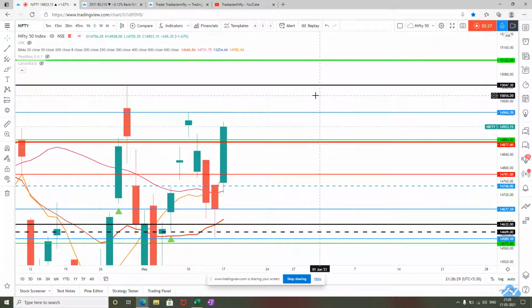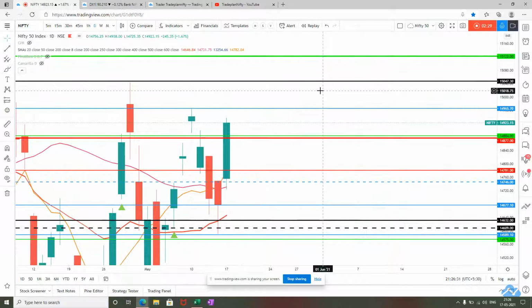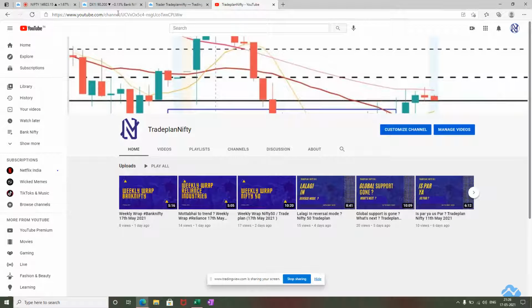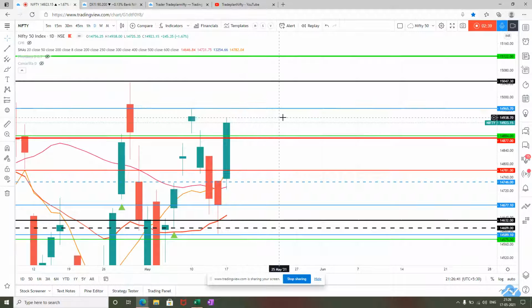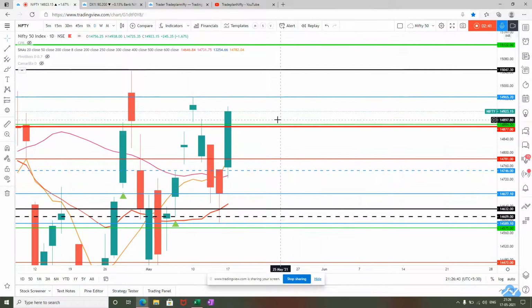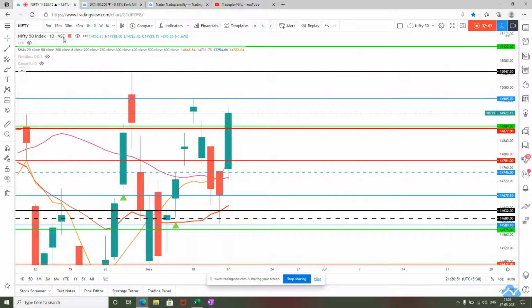I use a very fairly simple trade setup. If you want to know more about my trade setup, then please check out my video called Trade Setup on my YouTube channel, Tradeplan Nifty. Having said that, the market has closed on a daily basis above all the significant moving averages, that is 8, 20, and 200. So definitely on a daily basis, the market is in uptrend.